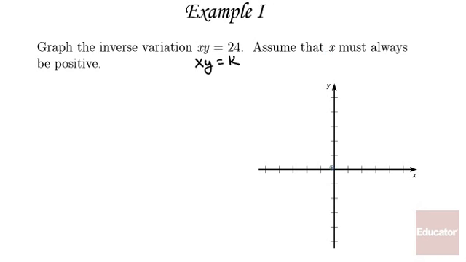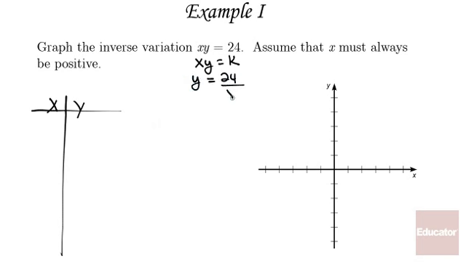So if x is always going to be positive and 24 is positive, y must end up being positive. So I've already got an idea in my mind that I'm going to have some kind of hyperbola, and it's going to be up in this first quadrant only. So to graph, you go ahead and pick some values for x, and then determine the corresponding value of y. So if I'm solving, what I need to do is solve for y. So y is going to equal 24 divided by x.